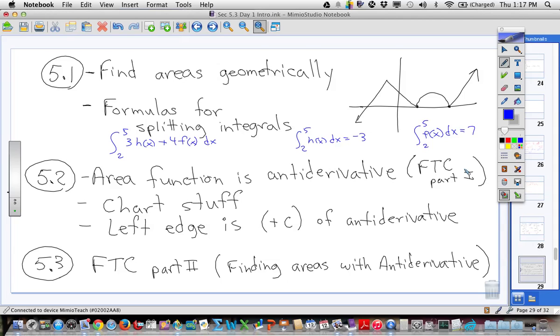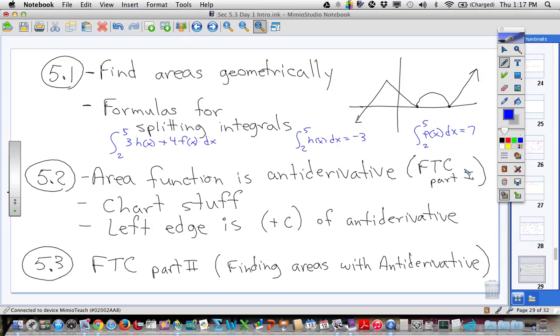The main part of the quiz is this middle section, right? All that stuff we've been doing now for several days with area functions. So that's when we put that x up there in the top of the integral. And we learned that it was the antiderivative. We got fundamental theorem part 1, which tells us that the area function is the antiderivative. That lends to all these chart kind of questions, and speed limit law, and all those different types of things. A whole variety of things there that you could be asked, just like what your homework's been the last few days. How the left edge determines the plus c part of the antiderivative, right?